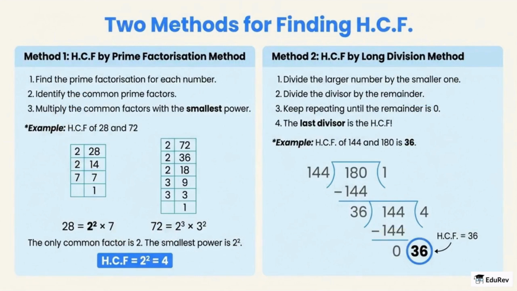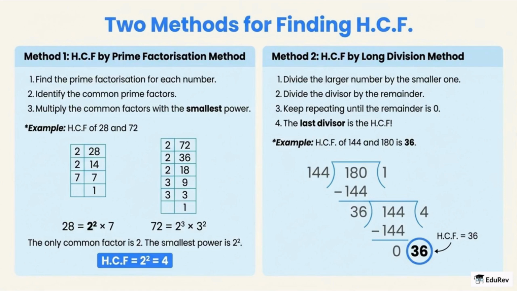There are two main methods to find the HCF. First, using prime factorization. Write each number as a product of primes, identify the common prime factors, and multiply those common primes using the smallest power that appears in each factorization. For example, 28 is equal to 2 squared into 7 and 72 is equal to 2 cubed into 3 squared. So the common prime is 2 with the smallest power 2 squared, giving HCF is equal to 4.